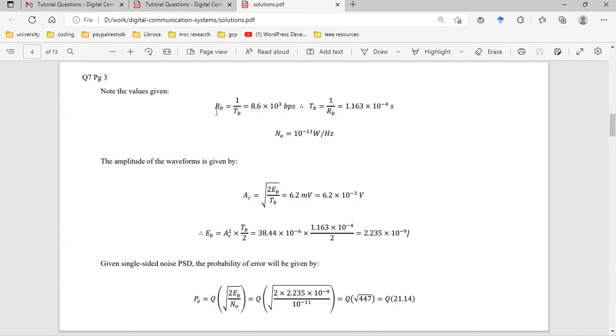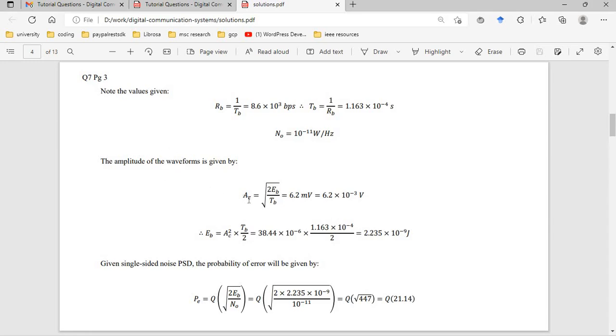Okay, so we've been given some values, beginning with the bit rate, which is equal to the inverse of the bit duration, and that is 8.6 times 10^3 bps. The bit duration is the inverse of that, and it's 1.163 times 10^-4 seconds. We've also been given the power spectral density of the noise, N0, which is 10^-11 watts per hertz.